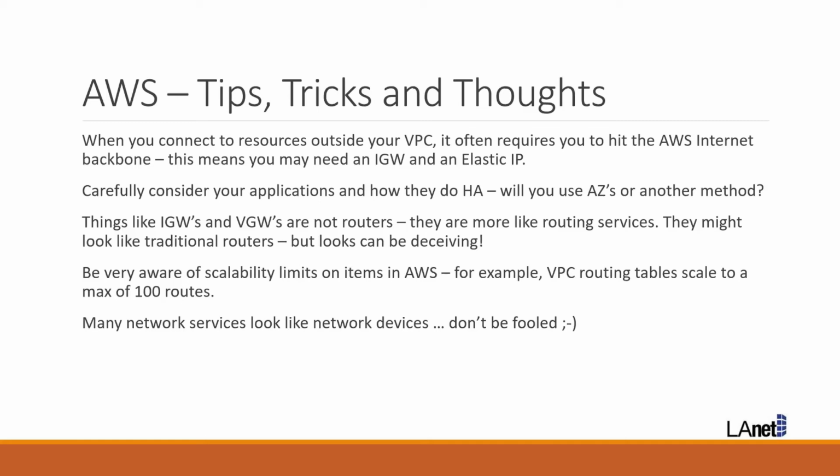I mean, what router would lock its table and tear down its BGP after 100 routes? So again, be very aware of the scalability limits in AWS. Remember that while many of these network services might look like they're actual appliances, they're not. They're an EC2 under the hood most times. And so you need to consider that when you're coming in.